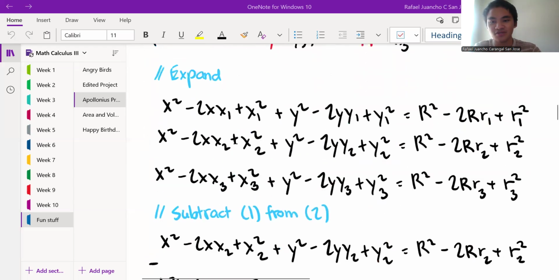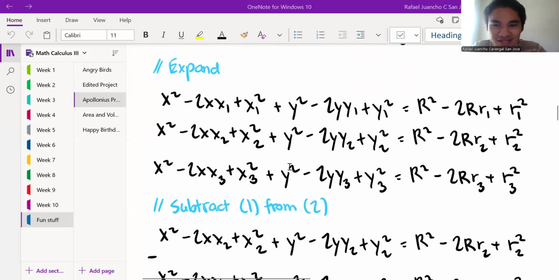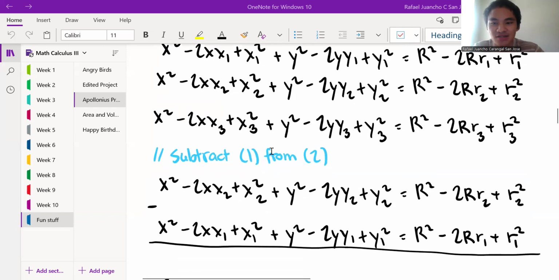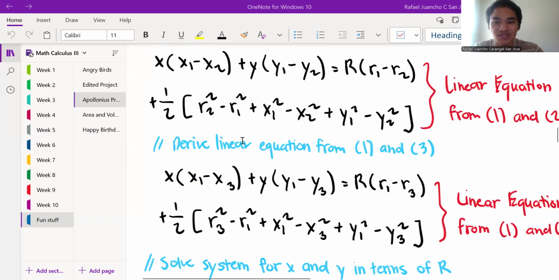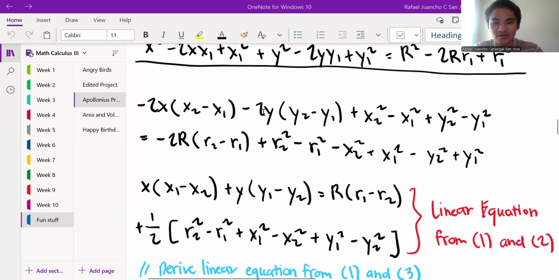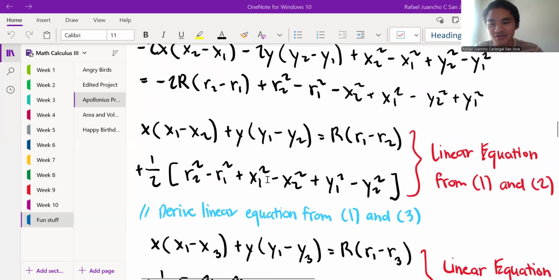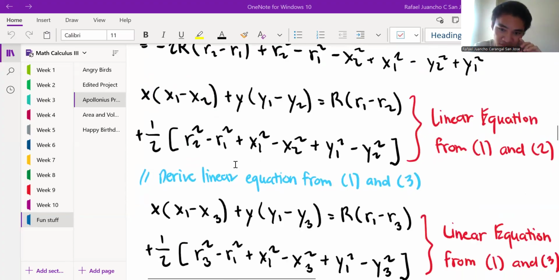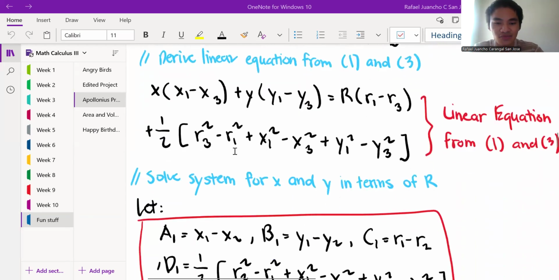We do some expansion here, so some very, very messy algebra. So we just expanded that. We subtracted one from two, and then we did the same. So here's the linear. And actually, after we subtracted that, surprisingly, we're able to get a linear equation. And we do the same for one and three, right? We just switch to two and three, because it's literally the same thing.